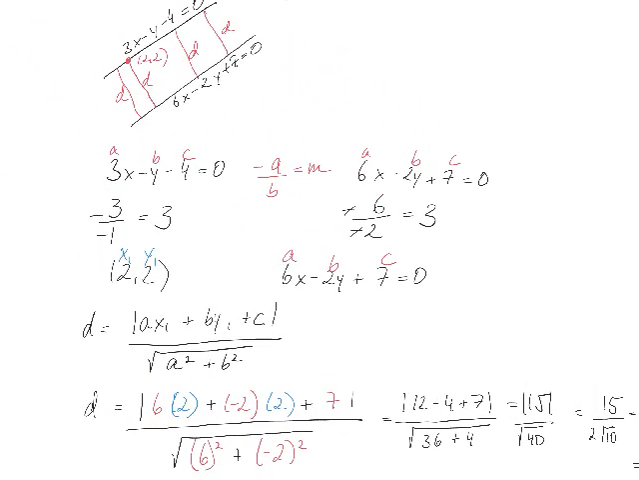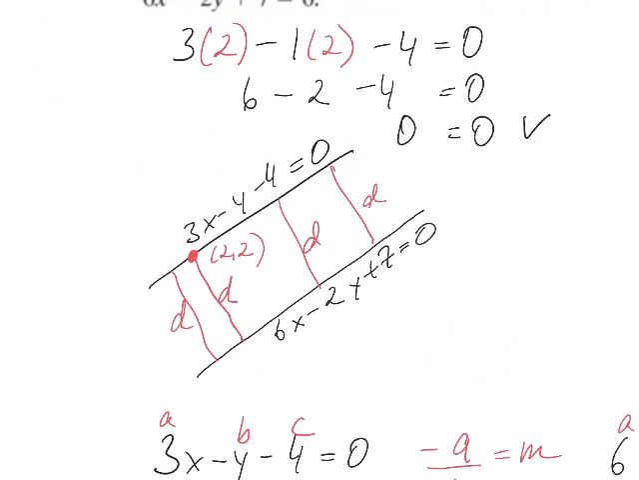So we have now found that the distance between the point 2, 2 and the line is 2.37, and that also means this distance is 2.37, and this distance is also 2.37, as the lines are parallel. So the distance from the point to the line is also the distance between two parallel lines.